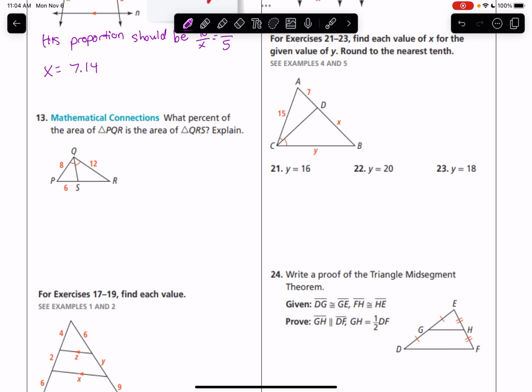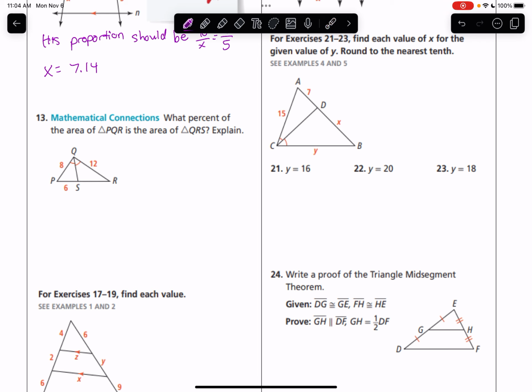Number 13, what percent of the area of triangle PQR, the big one, is the area of triangle QRS, and explain. So what we see here is an angle bisector. So we can use our angle bisector theorem that tells us that the side over the piece of the long side, that bisected side, is equal to this side over the piece of the long side. So we can see how these pieces compare to one another.